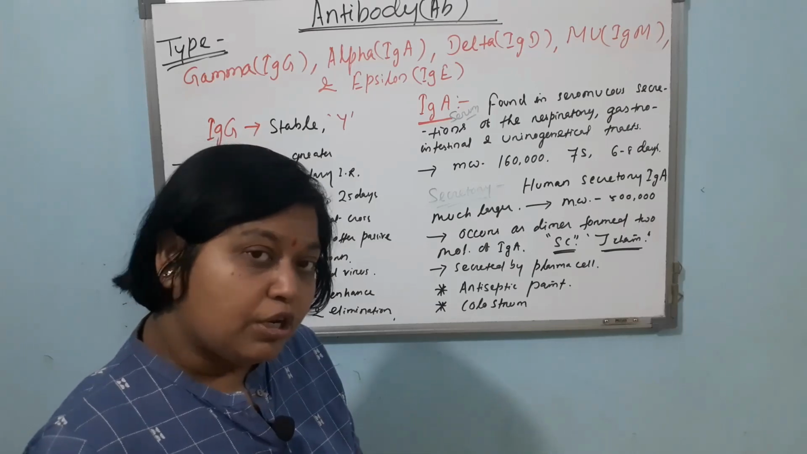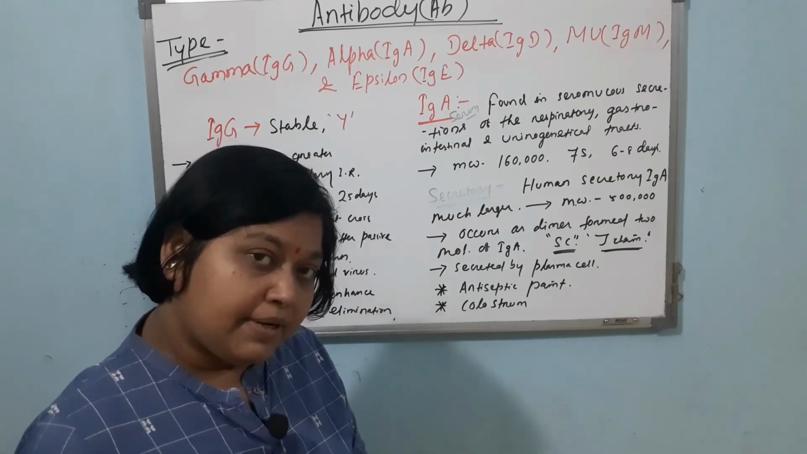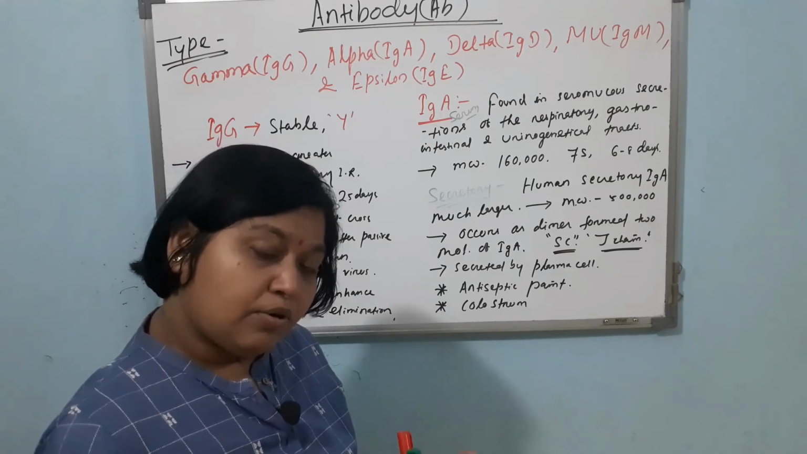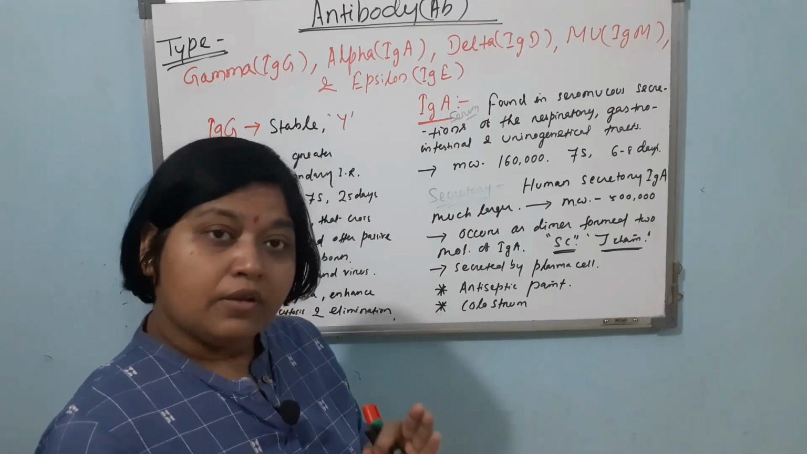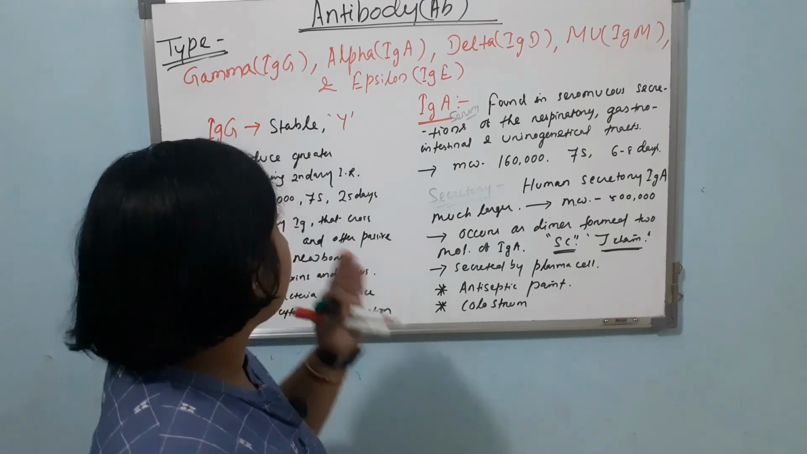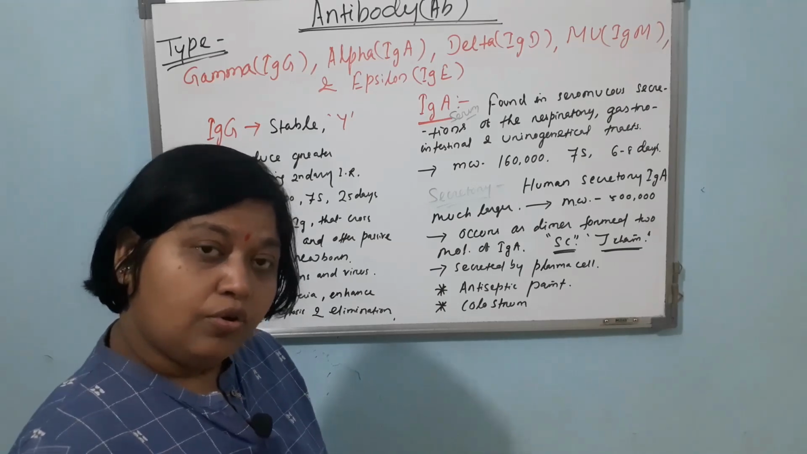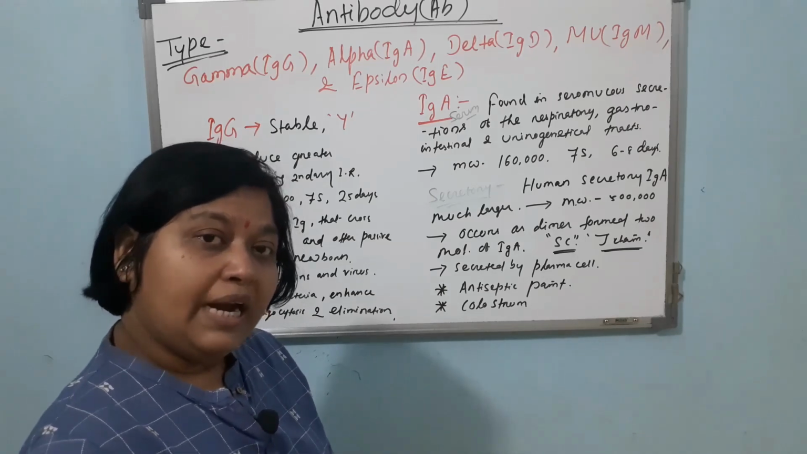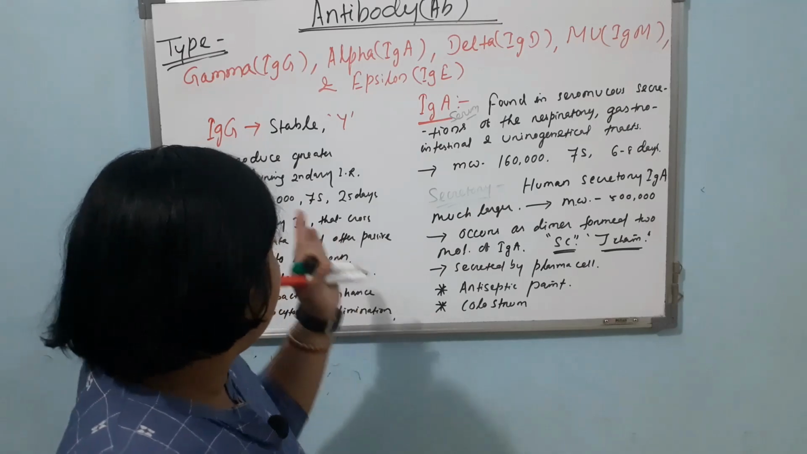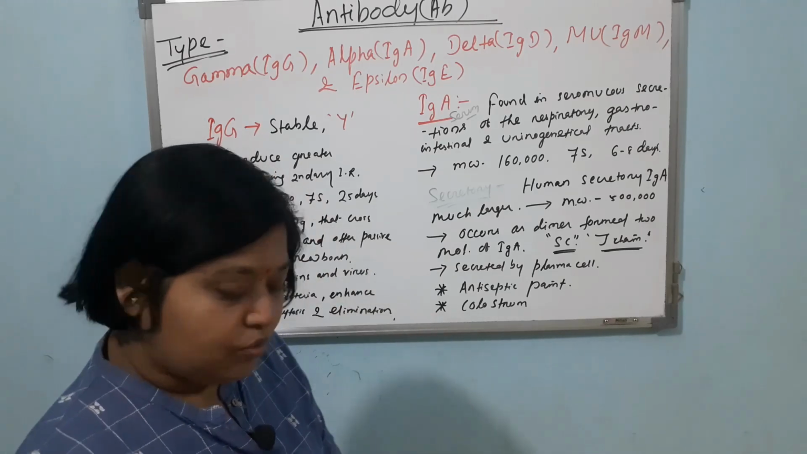It is much more stable compared to any other immunoglobulin. It appears Y-shaped like structure. Previously we have discussed about the structure of antibody, that is the Y-shaped structure. It contains 2 light chain and 2 heavy chain, and also having variable domain and constant domain. It produces greater amount during secondary immune response.